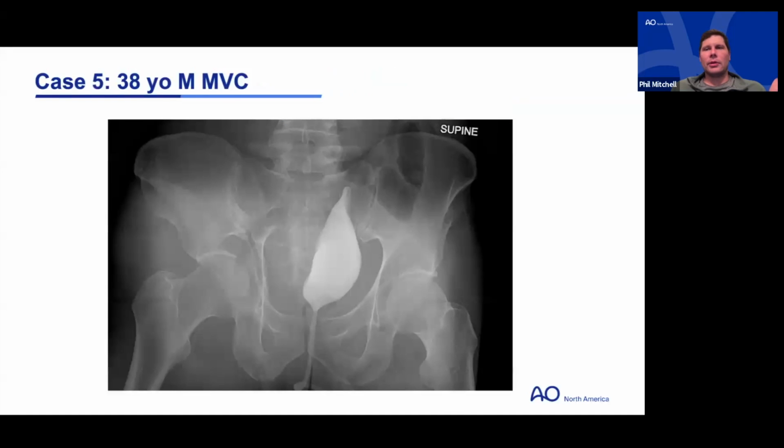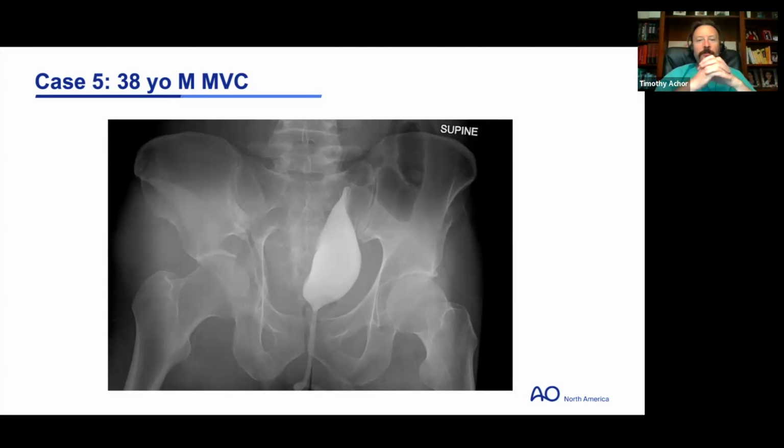Really a beautiful case. So we're going to go to another similar but different 38-year-old MVC case of mine. What stands out? What jumps out at you, Aker, with this X-ray, this AP pelvis? Resident puts it up on the screen. What are you looking at?